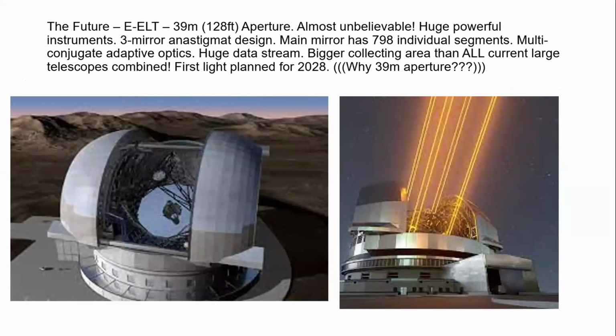Again, why can't astronomers come up with better names? The EELT, E for European, and ELT, Extremely Large Telescope. And that's what it is. A 39-meter aperture when you count all the segments, 798 individual segments. Again, it's the three-mirror anastigmat design, which is basically Richard Christian. And it has what we call multi-conjugate adaptive optics.